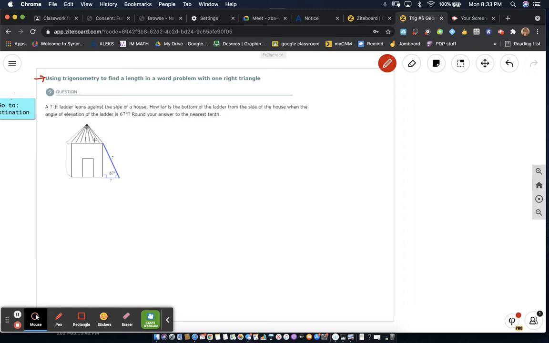So you have this situation here. You're going to get a lot of these where you have a ladder against a house, or a pole that fell, or various things. A 7-foot ladder against the side of the house. How far is the bottom from the side of the house when the angle of elevation of the ladder is 67 degrees? So let's talk real quick about angle of elevation and angle of, oh God, is it depression?